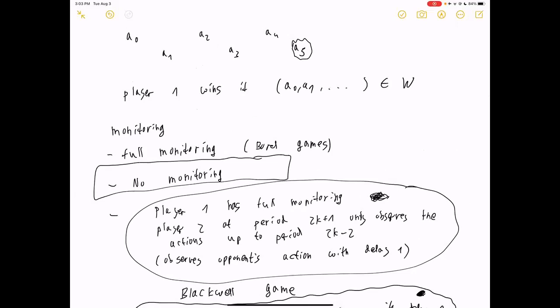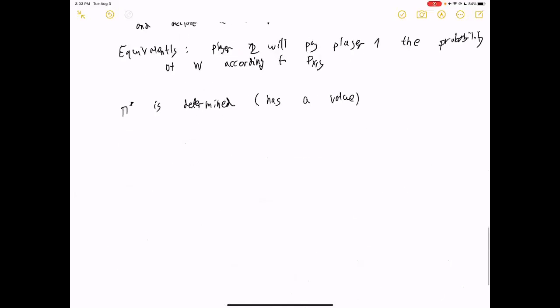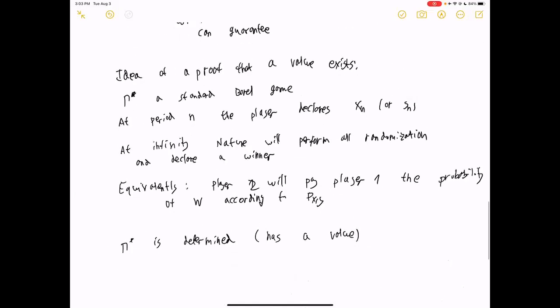So I will not have time to do this, but for those of you who want to think about my talk after it is over, try to think what happens in this game gamma star in the case of non-monitoring. Try to think who wins in this game gamma star when there is no monitoring. What is the value of the game gamma star when there is no monitoring, and why it doesn't match the value of the game gamma? Okay.